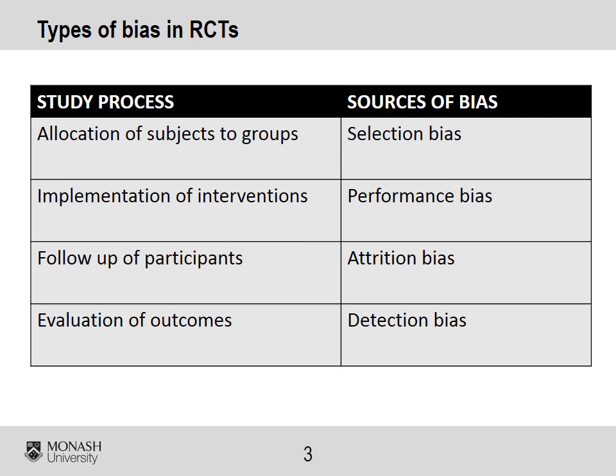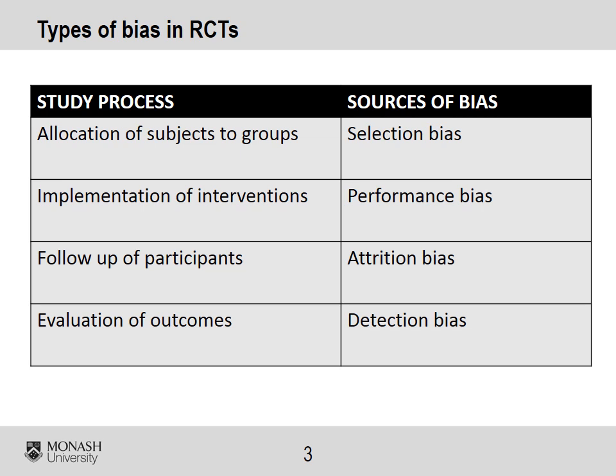So try and identify how many participants dropped out, the reasons why they dropped out, and whether or not that impacts upon the results that were identified at the conclusion of the study. The fourth type of bias is what we refer to as detection bias, and much as the name suggests, it refers to how the outcomes were measured or evaluated.